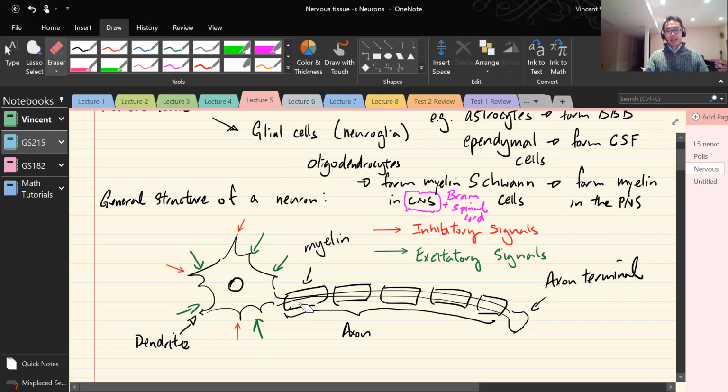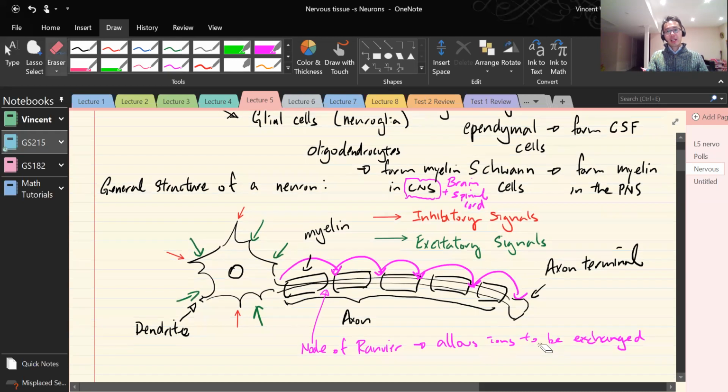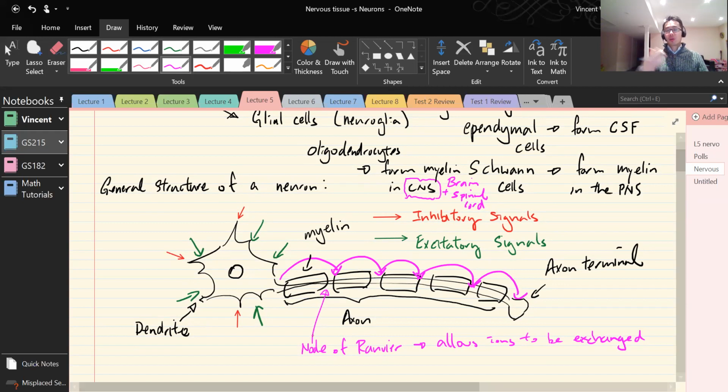Now, you don't myelinate the entire axon. You need to leave a little bit of gaps. The gaps allow the signal to jump, okay? Jump like that. And these gaps are called the nodes of Ranvier. Okay, it allows ions to be exchanged. And the exchange of ions at these locations is what creates the signal that the neuron is passing on.